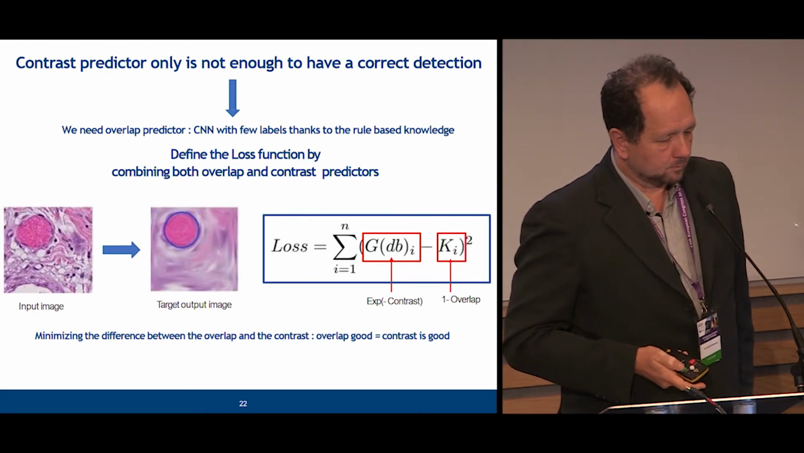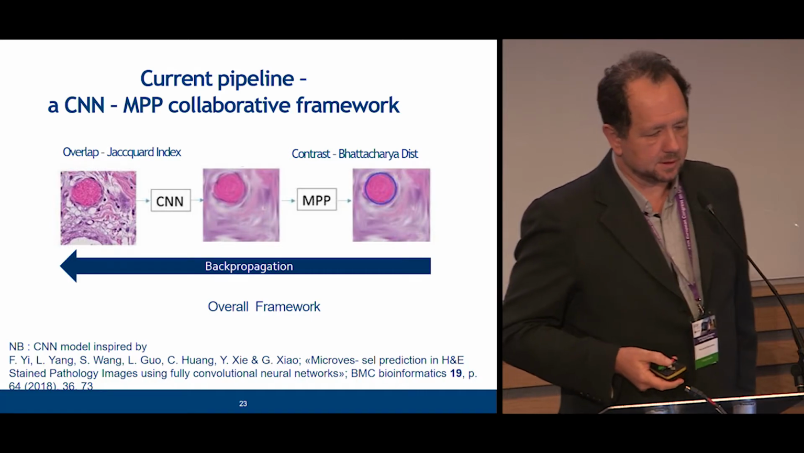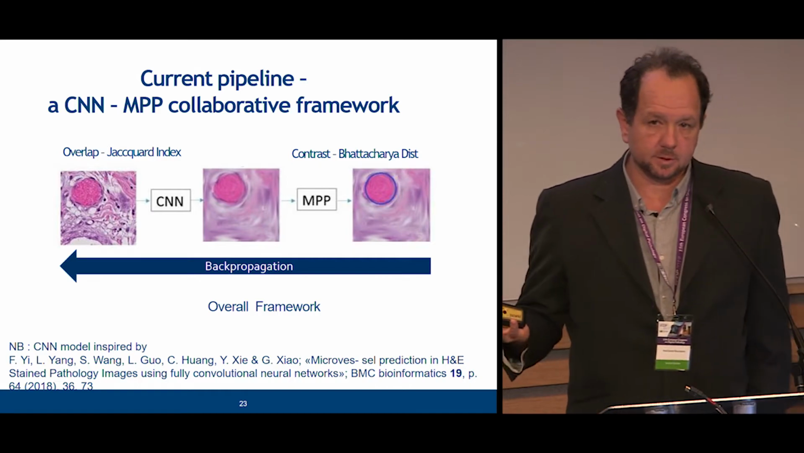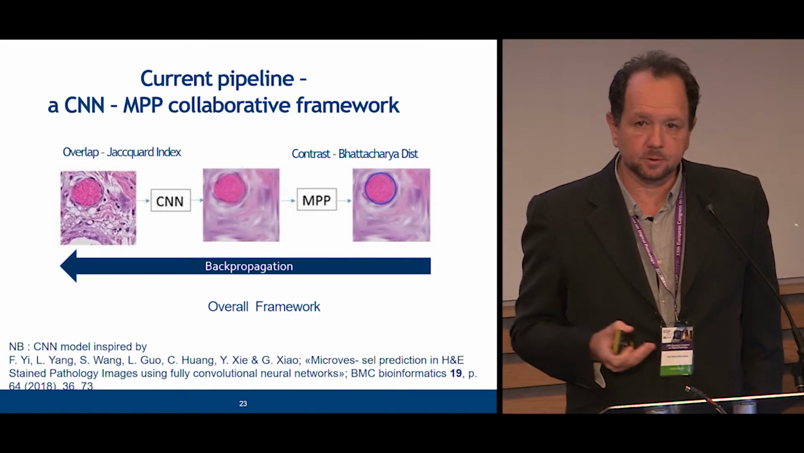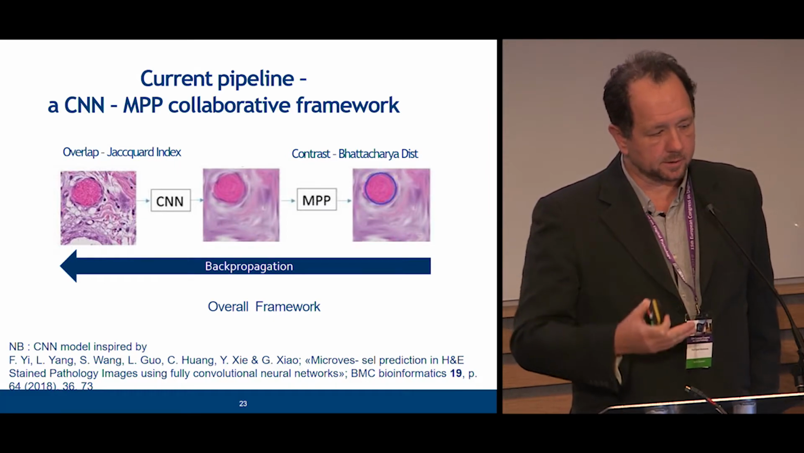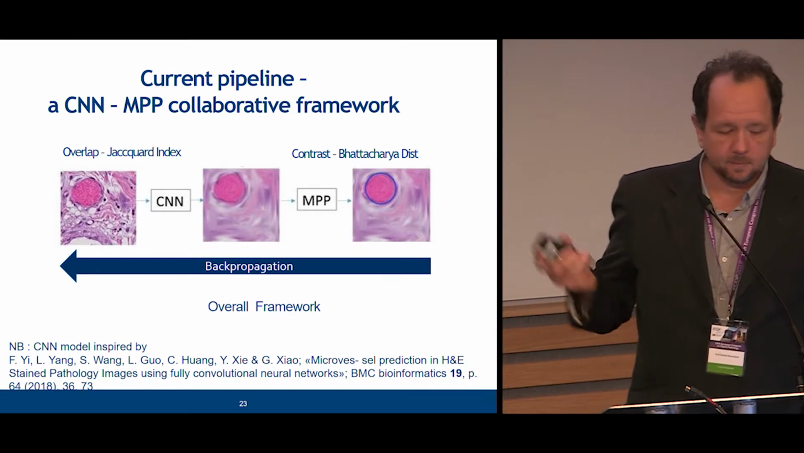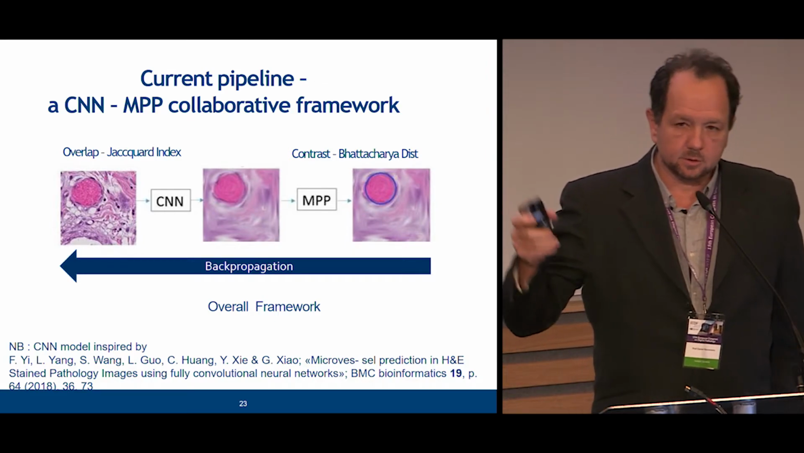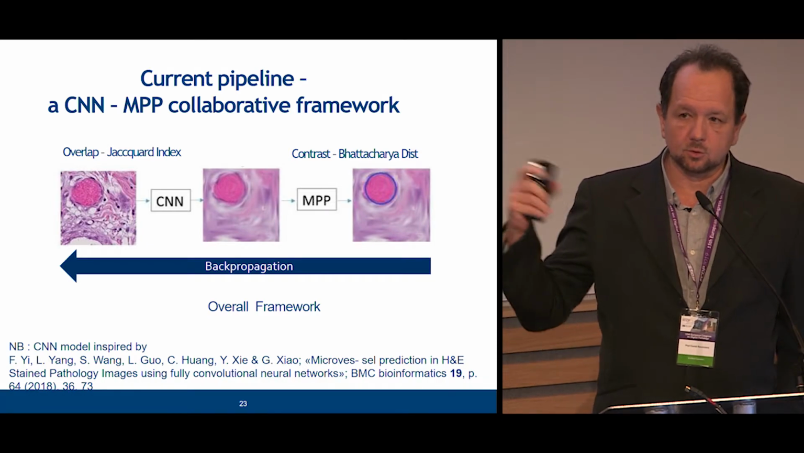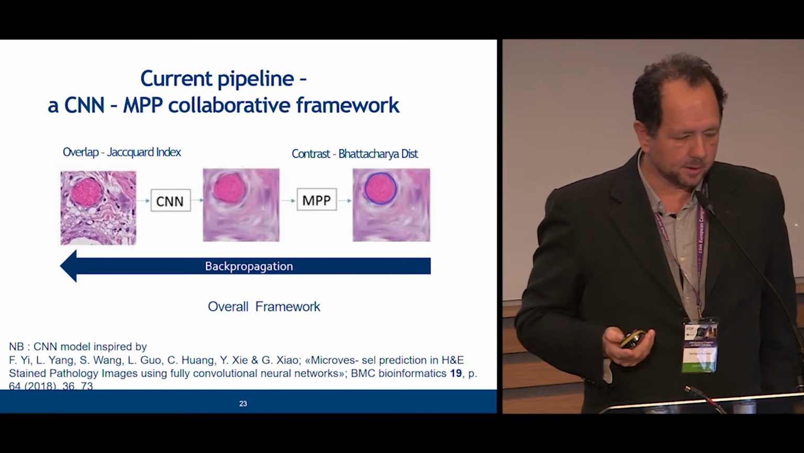I will maybe not go too much into details, but this is the way in which things are working. The CNN is not leading the approach. It's more like collaborating with the MPP. So you have some of the parameters, like the Bhattacharya distance, which is very well known in Markov processes, which can be adjusted using the CNN. And then you have the Jacquard index, which is also adjustable by the MPP process. And you have this kind of backpropagation.